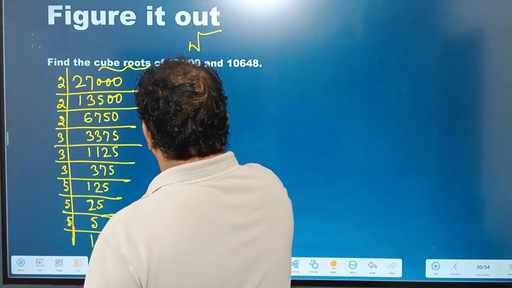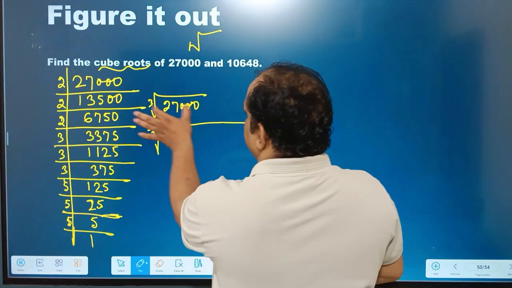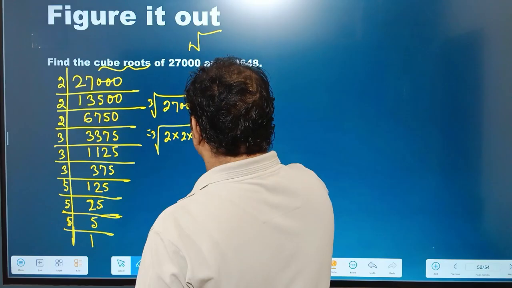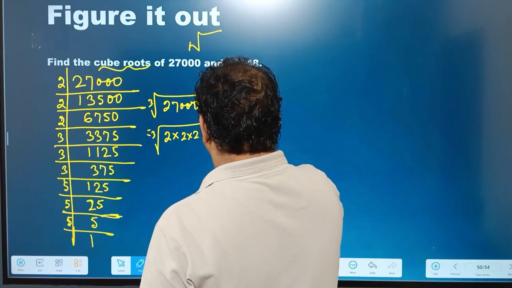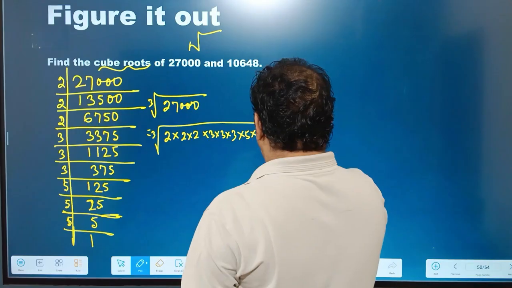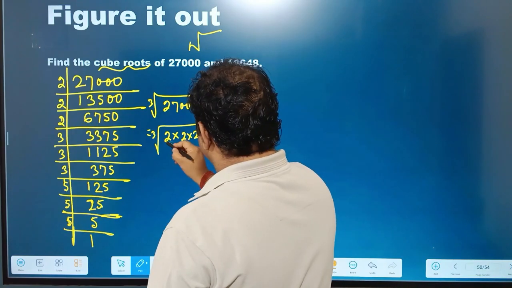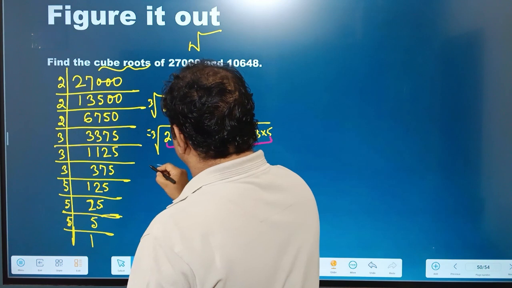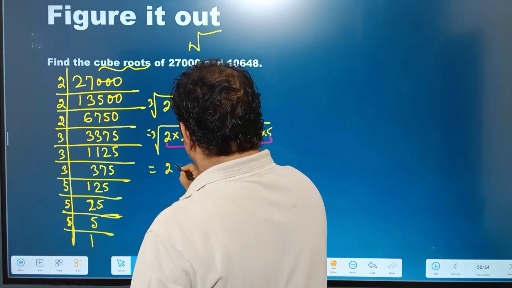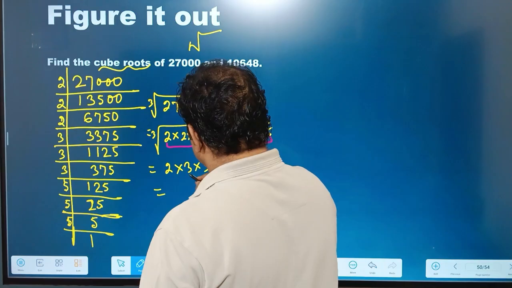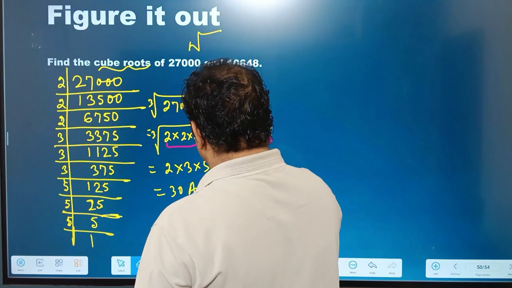Okay. So now this is equal to how much? Prime factorization of this: 2 into 2 into 2, then 3 into 3 into 3, correct? Then 5 into 5 into 5. So we know there is one triplet here, one triplet here, one triplet here. So 1 will come out, right? This will be equal to 2 multiplied by 3 multiplied by 5. So 2 3s are 6, 6 5s are 30. So 30 would be the answer.